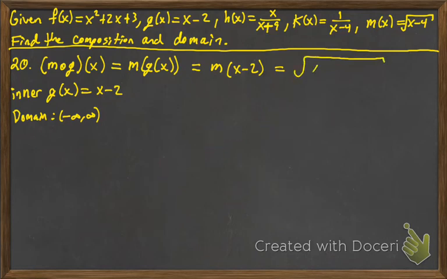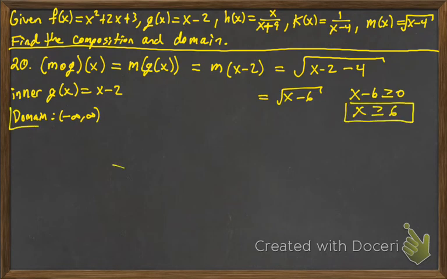So the square root of your input, x minus 2, minus 4, and so that's going to be the square root of x minus 6. That is your composition formula. There's no more to do there. It does have a square root, and so you know what to do with square roots. Set the radicand, which is what lives under the radical, greater than or equal to 0. So that gives us x is greater than or equal to 6.